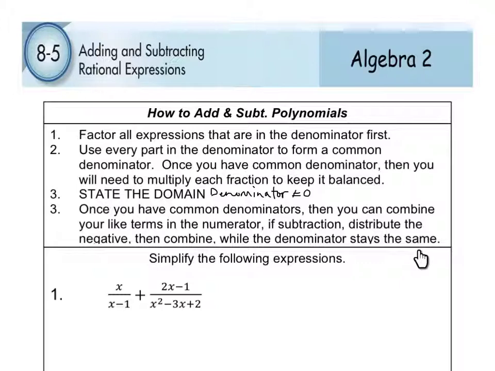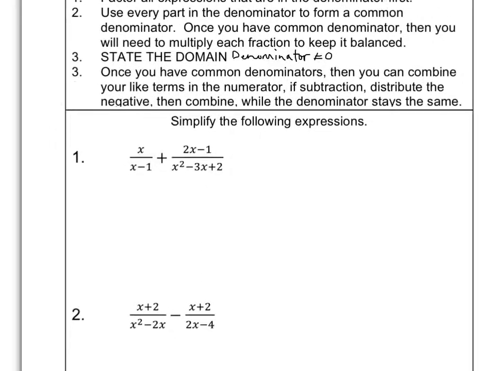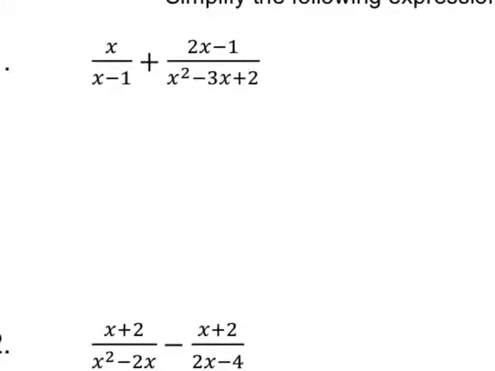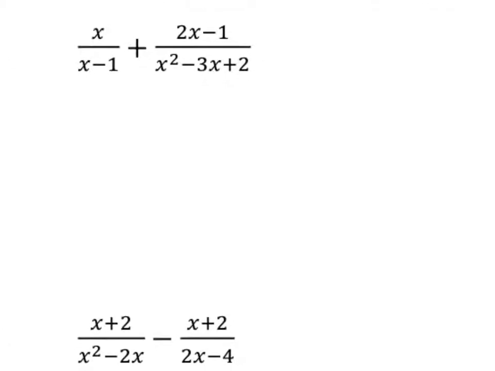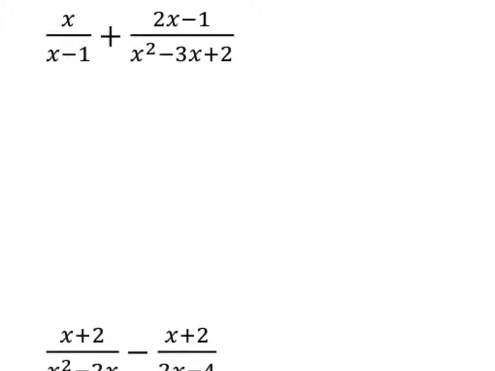Okay, so let's take a look at the first example here. We want to simplify the following expression. We've got x over x minus 1 plus 2x minus 1 over x squared minus 3x plus 2. Okay? First step says to factor all the expressions in the denominator.